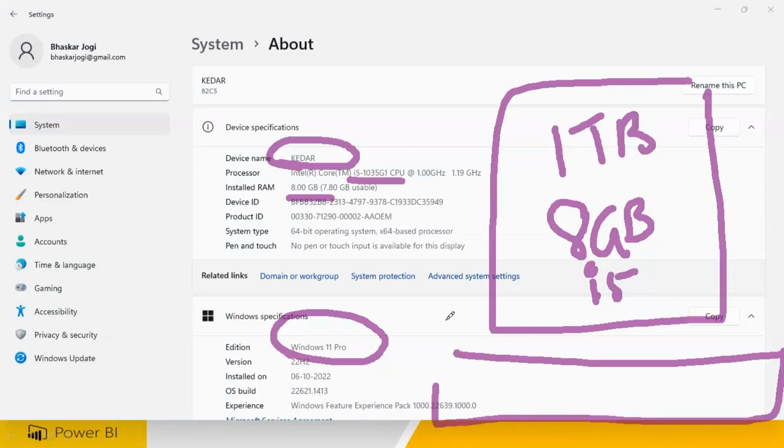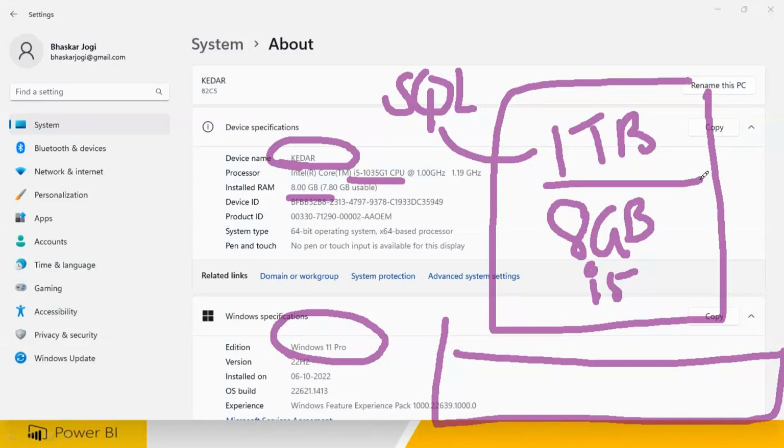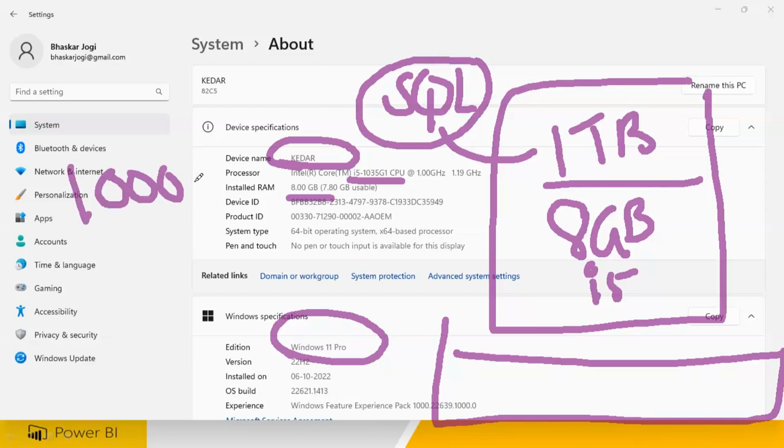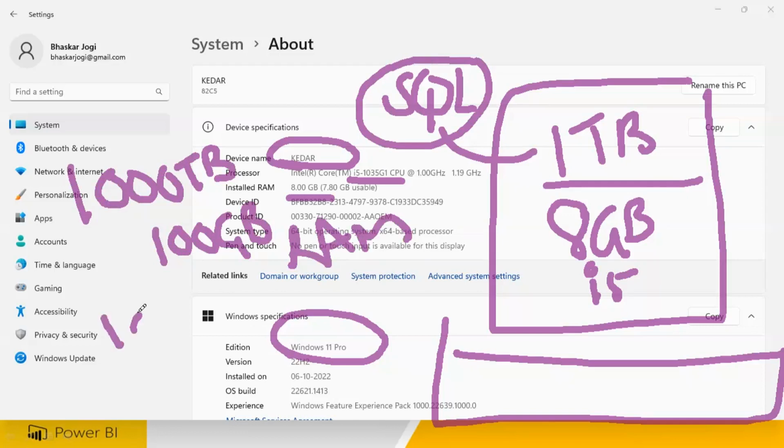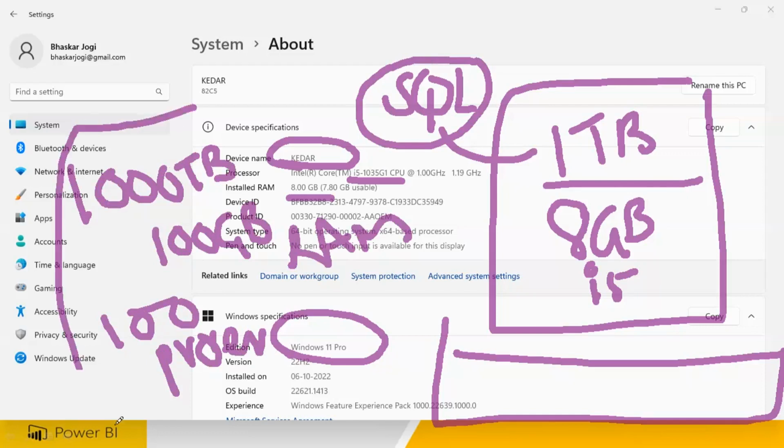On this machine, if I install SQL or Oracle software, what is the maximum data I can hold? I can have only 1 terabyte because my hardware configuration is 1 terabyte. So if I install SQL software, you can have a maximum of 1 terabyte of data, not more than that. But if I buy a very big machine, with 100 terabytes or 1000 terabytes of hard disk, 100 GB of RAM, and 100 processors available, not only a single processor.